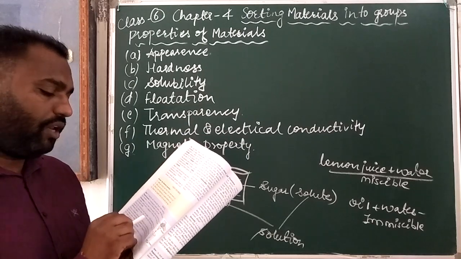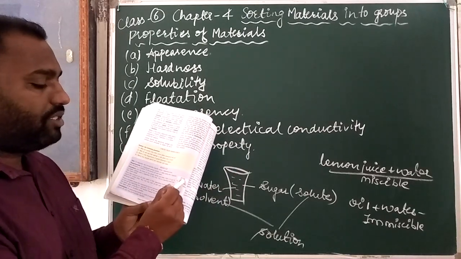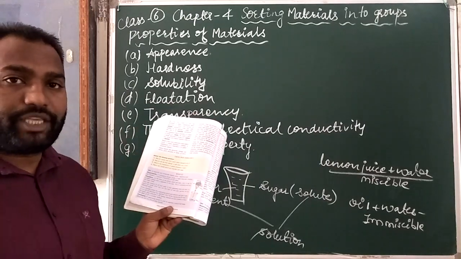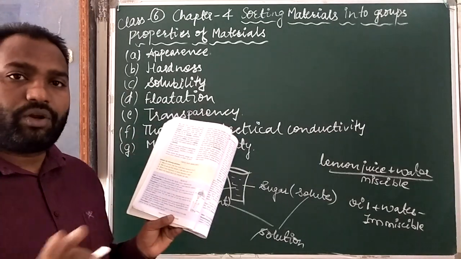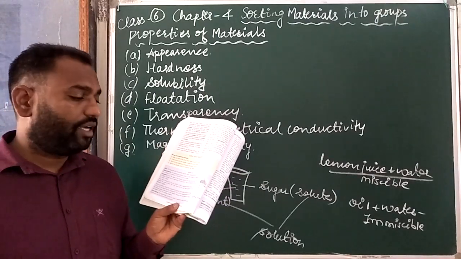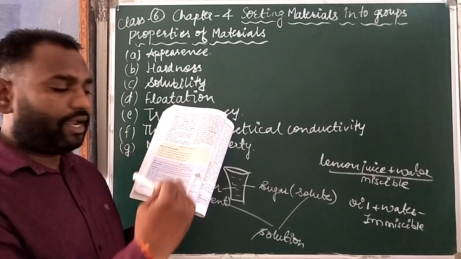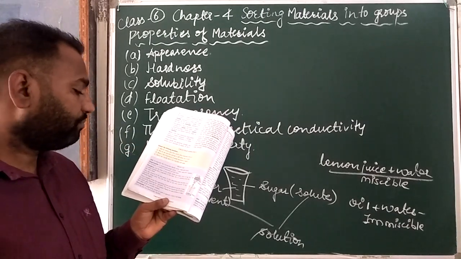Pour the mixture of oil and water in this separating funnel and allow it to stand for some time. It means this is the oil and water first in the mixed form, and after some time when we are not disturbing it, it means undisturbed for at least 15 to 20 minutes. After that, automatically the oil will come upside and water at the downside.